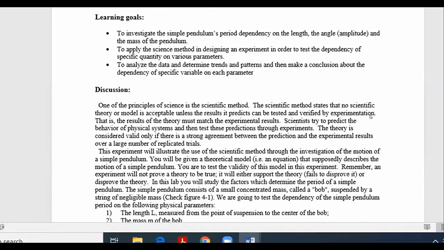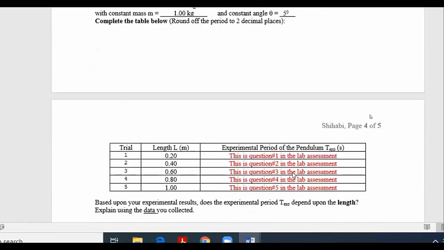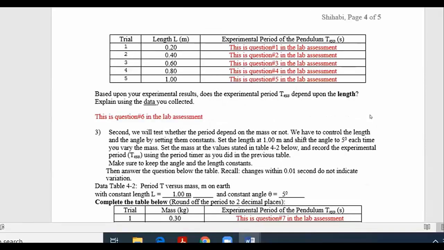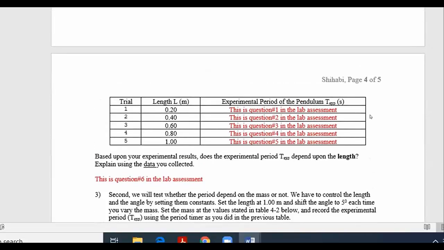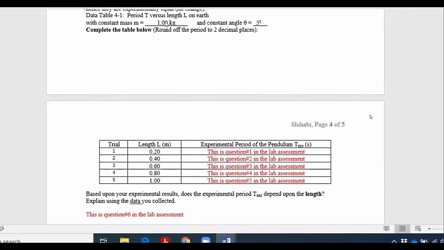So that's why here, if you look at the procedure, going back to the experiment, we have 3 tables. Let me scroll down here. The first table is period versus length. This one here, where you vary the length and then you have to record the value of the period. And during that time, you have to set the mass constant and the angle constant. So the mass is always 1 kilogram, the angle is always 5 degrees, and you change the length from 0.2 meter to 0.4 to 0.6 and so on. And each time you record the value of the period.